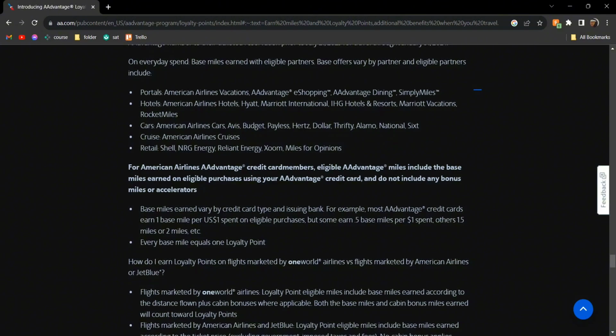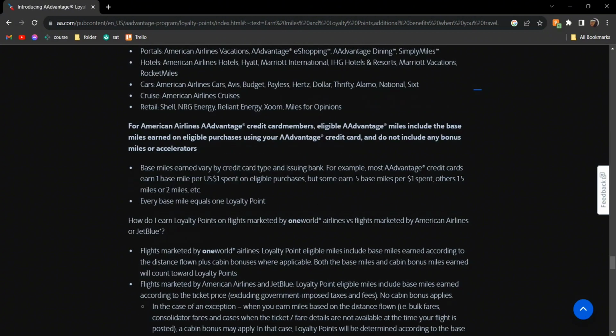And for American Airlines AAdvantage, you need to use their credit card members, and it will be like earned by credit card, varying. Like the most AAdvantage credit cards earn one base mile per US $1 spent on eligible purchases, but some earn 0.5 miles based on $1 spent, others 1.5 miles or 2 miles. You can see, so you need to use their cards, and basically this is how you can do it.